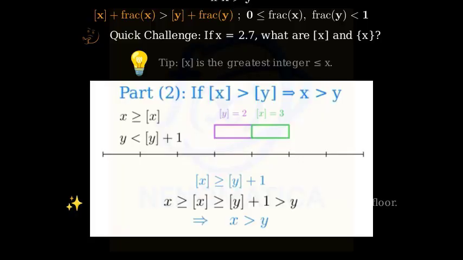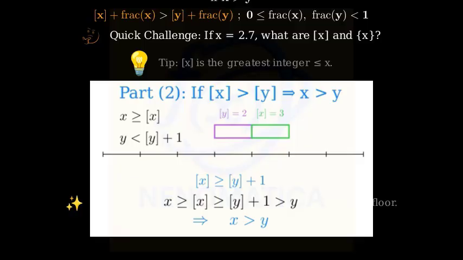Part 2. We now prove that if the floor of x is greater than the floor of y, then x is greater than y. We use two simple facts from the definition of the floor function. First, x is at least its floor. Second, y is less than its floor plus 1.